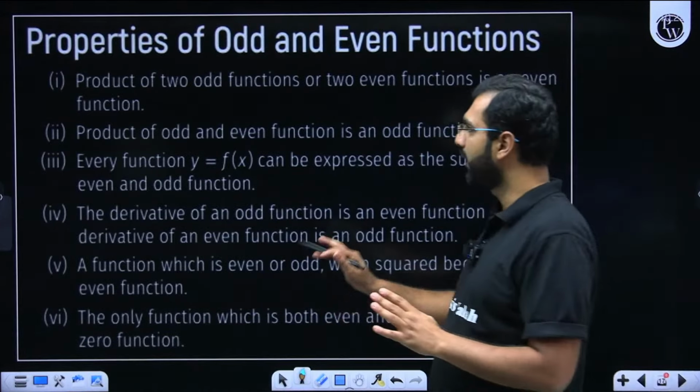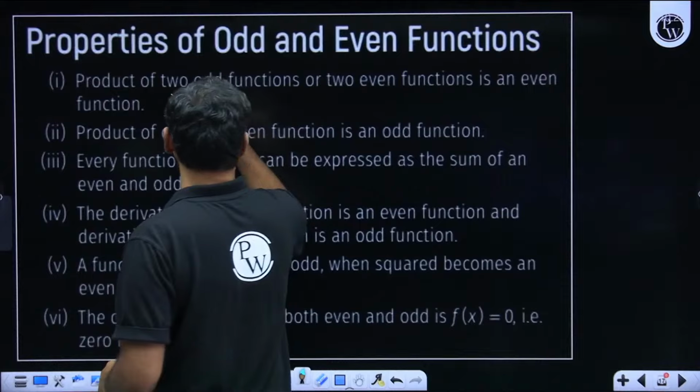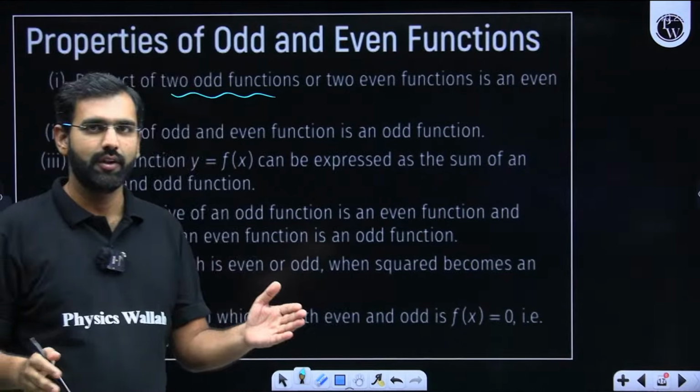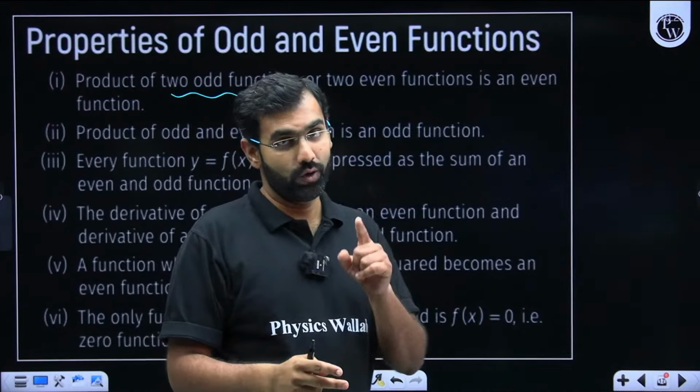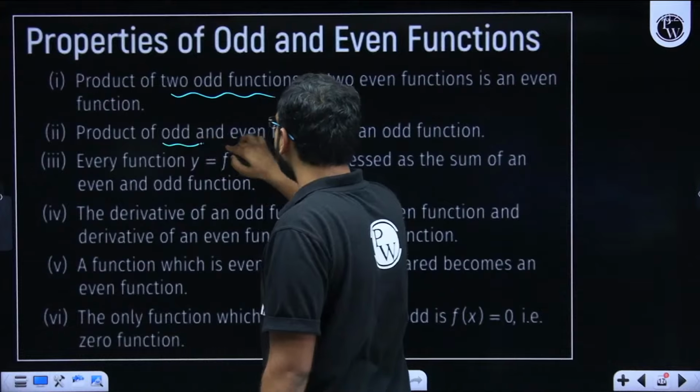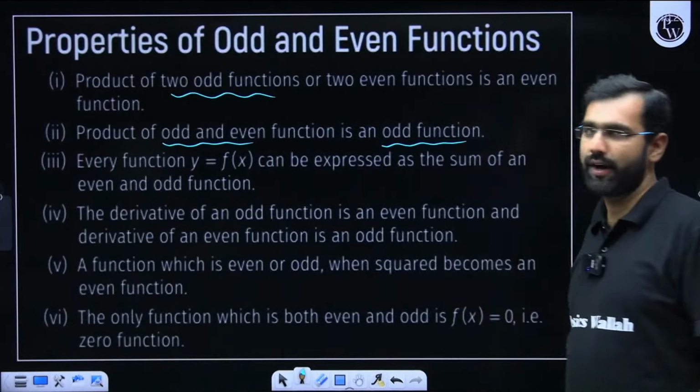Now here, if I get back to this, the product of two odd functions or two even functions is an even function. It's like negative, negative or positive, positive. But I hope you remember, negative into positive is negative. That means what? The product of odd and even will be an odd function. I hope you remember that.